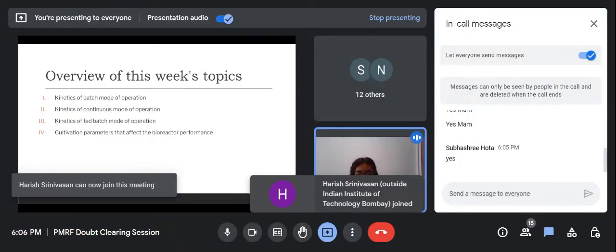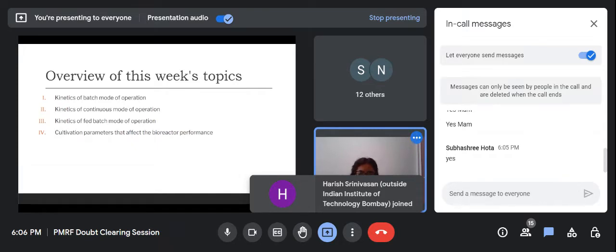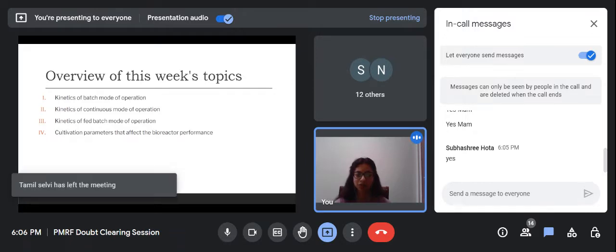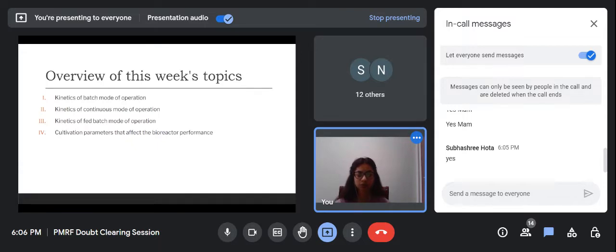Alright, so as I always do, let's have a small overview of this week's topic. In this week's module, you would have learned the kinetics of the batch mode of operation, the kinetics of the continuous mode of operation, the kinetics of fed batch mode of operation, and the different cultivation parameters that affect the bioreactor performance, like temperature, pH, aeration, agitation, etc. Right? So let's move on to the first question.